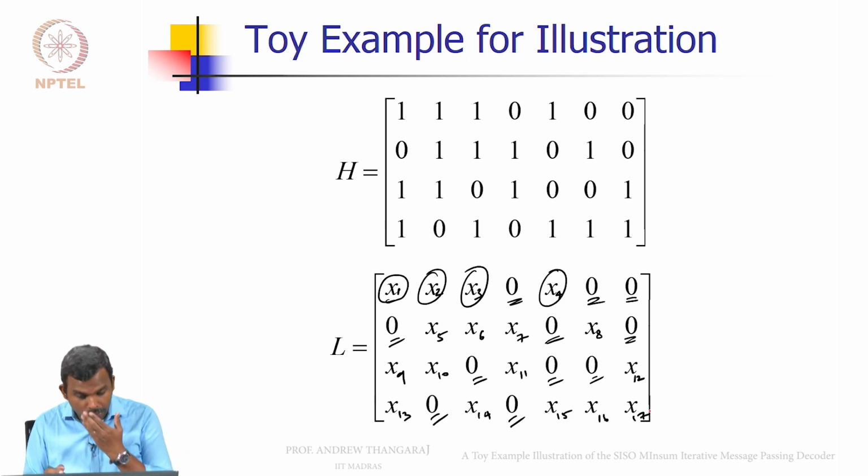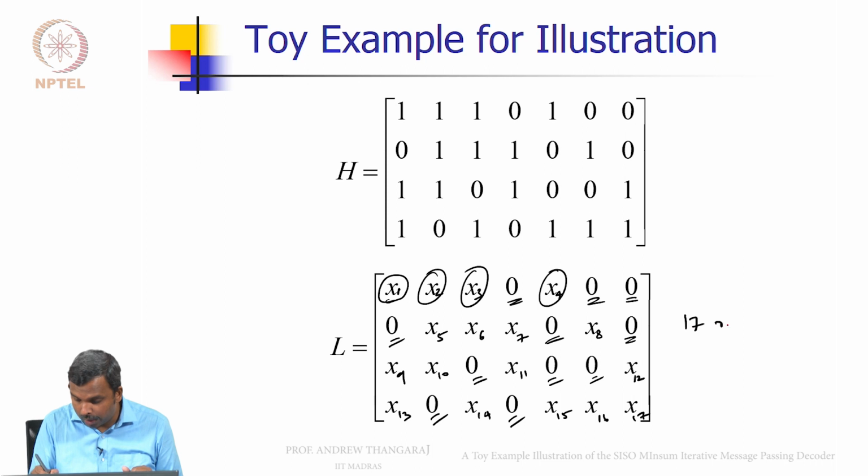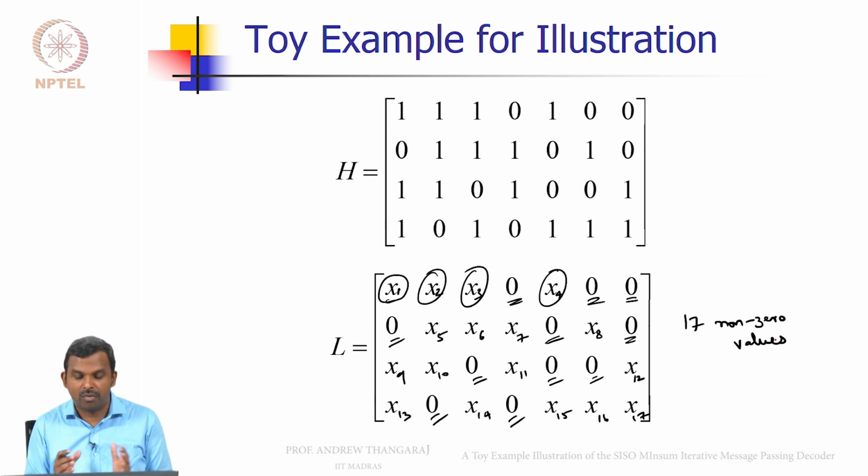So, there are 17 non-zero values in this 2-dimensional matrix. Every value, for instance x4, is in the first row, 4th column, and x17 is in the 4th row, 7th column. So, you should be able to pull the values based on the row and column entries. This is my storage matrix.